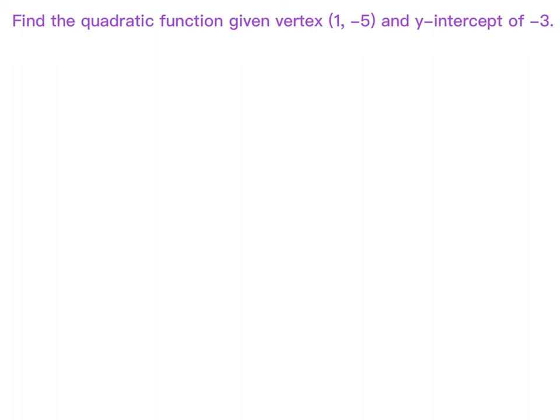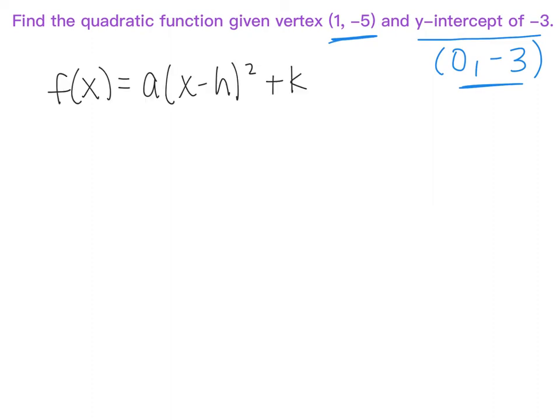So the first thing I'm going to do in this problem is find the point at which that y-intercept lies. That means that my x value is going to be 0 and my y value is going to be -3. So now I have 2 points to plug into the vertex form. The first thing I'm going to look at is the vertex, which is h comma k. So I know that my h is going to be 1, and my k value is going to be -5, and that takes care of those two things.